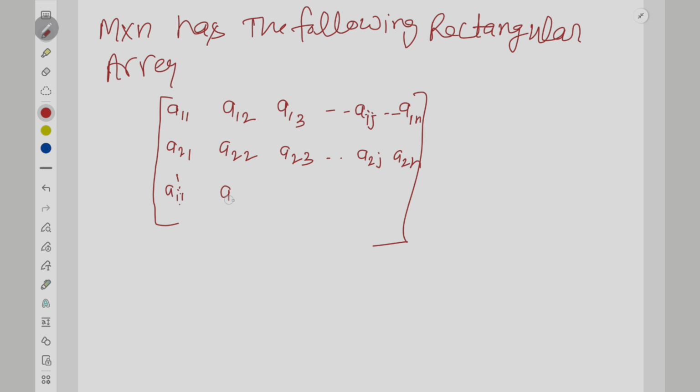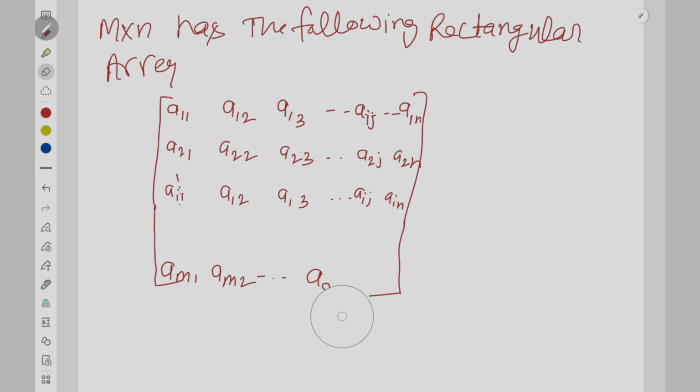Ai1, Ai2, Ai3, Aij, and Ain, and similarly the last row is Am1, Am2, that is Amj, Amn. Then the order is m cross n.